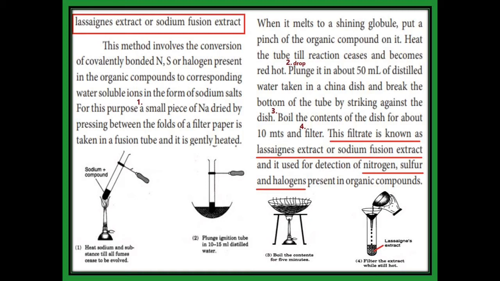Afterward the fourth step is filtration. The china dish containing the compound, we are going to filter. That filtrate, which I indicate in red color in the test tube, is the Lassaigne's filtrate. Using this filtrate only we are going to do some reactions, some tests. Through the tests only we will conclude whether nitrogen, sulfur, halogens are present in the compound or not.